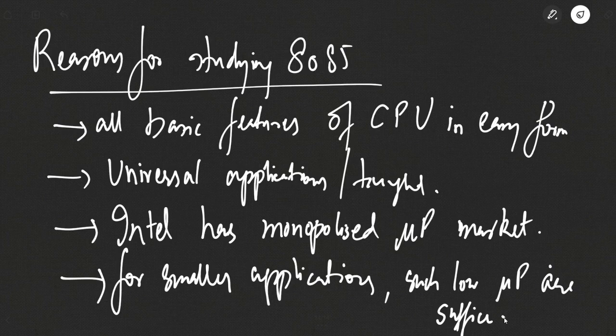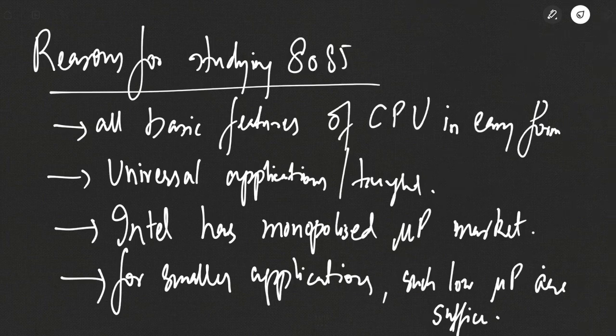And we also understand that Intel has basically monopolized the microprocessor market. Almost 70 to 80% of PCs that are available use Intel based microprocessors. Second, you can say, are AMD based microprocessors, but generally speaking there are not many PCs, laptops that actually run with AMD based microprocessors. So that's why we study 8085, and there are applications that are actually relevant to 8085 that are used throughout.